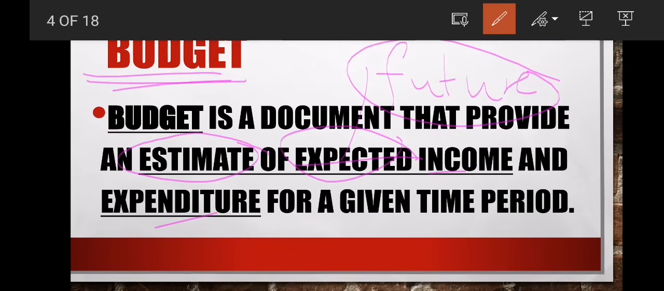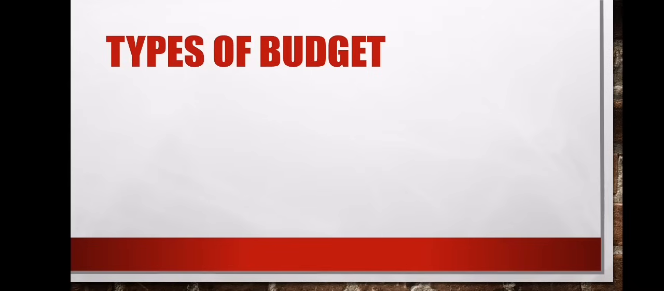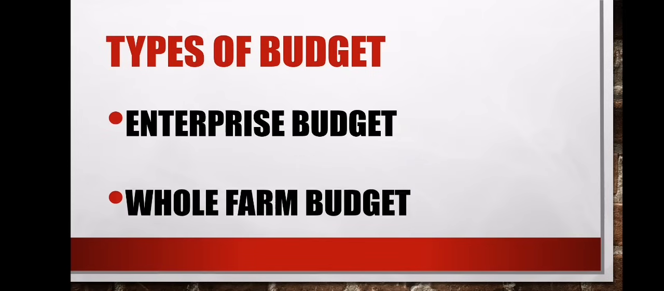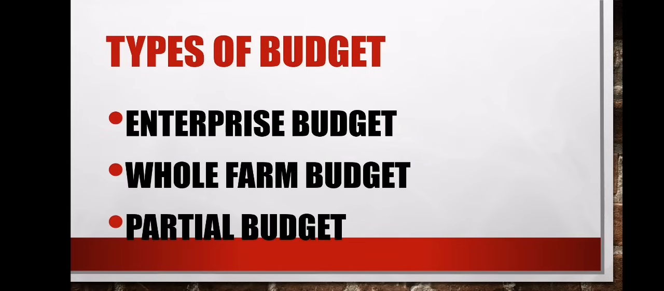About a budget. You will get this one especially in section A, where they give you this term. Then it's very crucial to know that we have different types of budgets, good people. We have 3 of them. We have a budget that we call enterprise budget. We have another one that we call whole farm budget. We also have the third one, which we call partial budget. It's very important for you to know how we define these 3 types of budgets. Let us have a look at them.